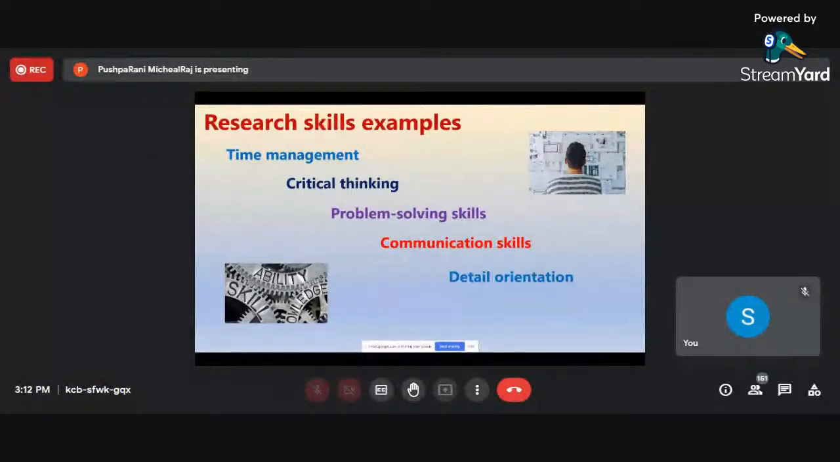And if you ask me which is the most important among all these, I would say communication skill is the prime. So that comes first. So let's go one by one. Time management.